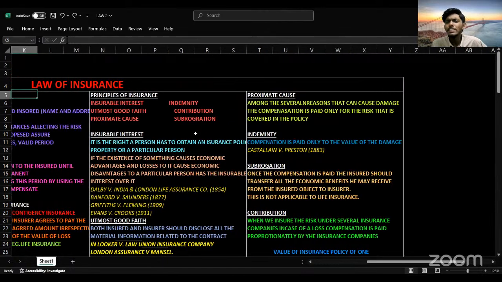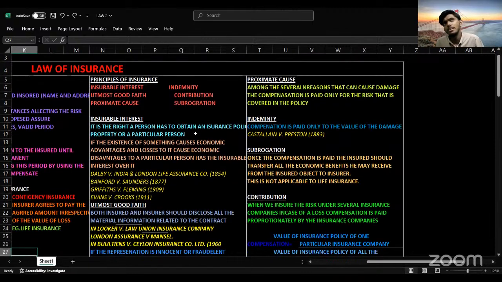So the final thing is proximate cause. What is proximate cause? When a property is damaged, there might be several reasons for the damage. But what is proximate cause? Out of the several reasons that can cause damage, the compensation is paid only for the risk that is covered in the policy.